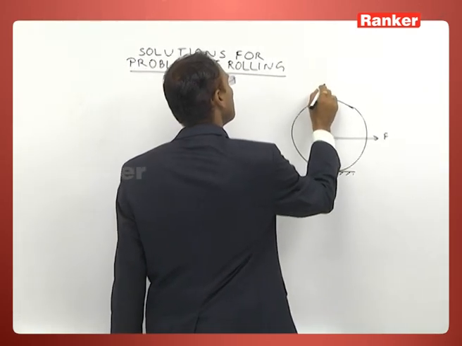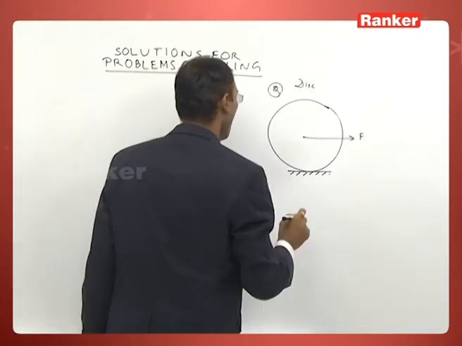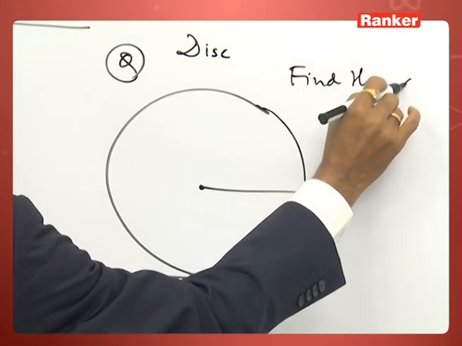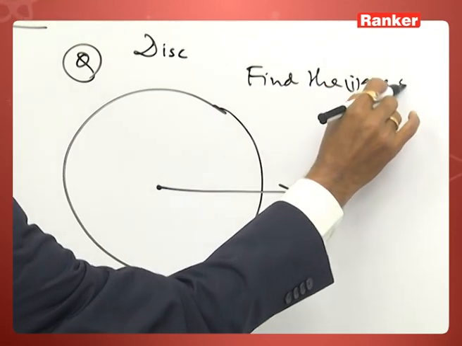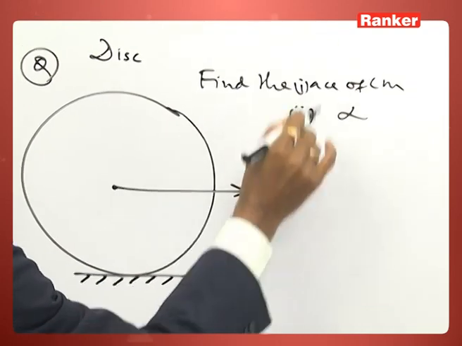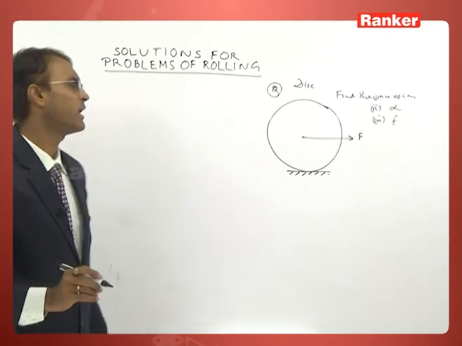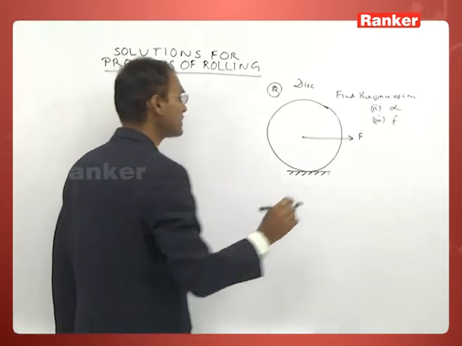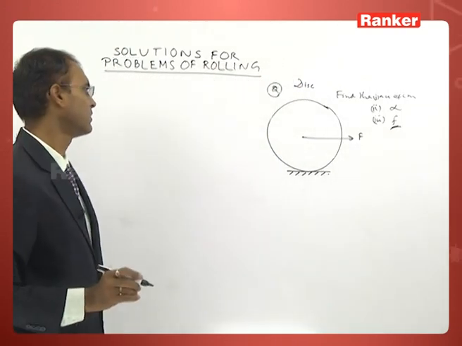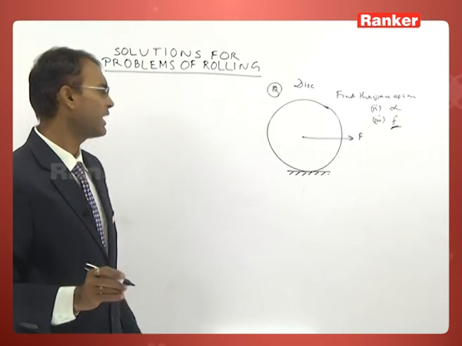Say this body is a disc. We can find the acceleration of the center of mass, the angular acceleration, and the frictional force required for rolling. Now the question arises, why should friction be needed for rolling? Let us solve the problem by using our kinematics and dynamics.